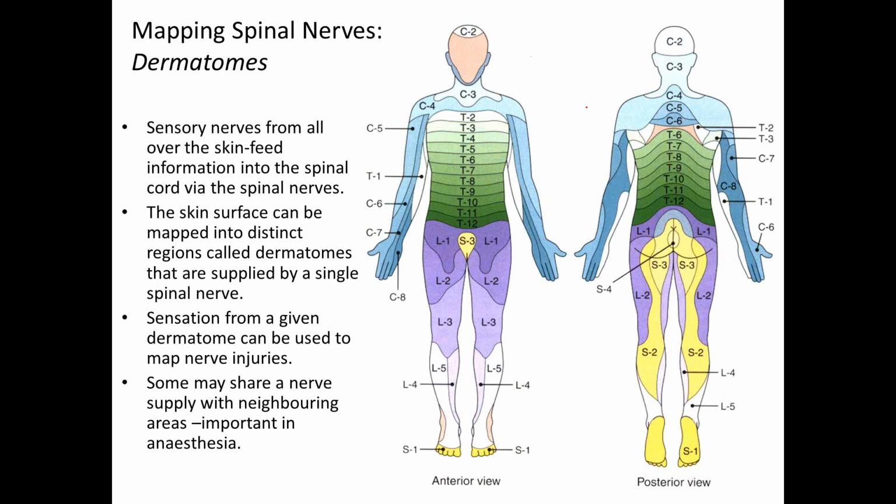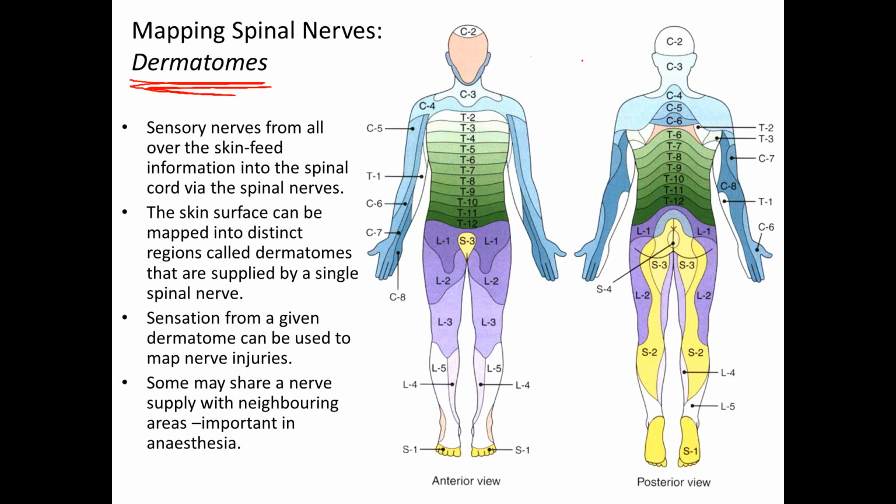So the sensory nerves that collect information from the body all feed into the spinal cord. We've seen that. They all feed in via the dorsal root. So every part of the sensory portions of the skin surface maps on to one of those nerves. And if you look here, we have what we call dermatomes. Now the dermatomes are the regions of the skin associated with a specific nerve.